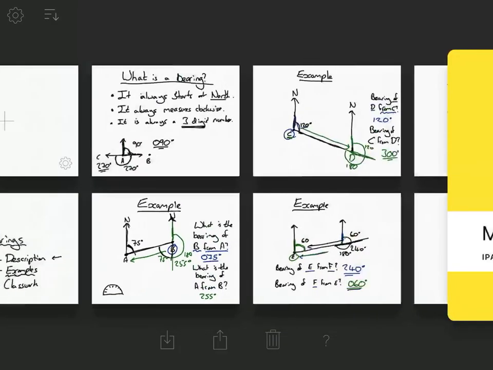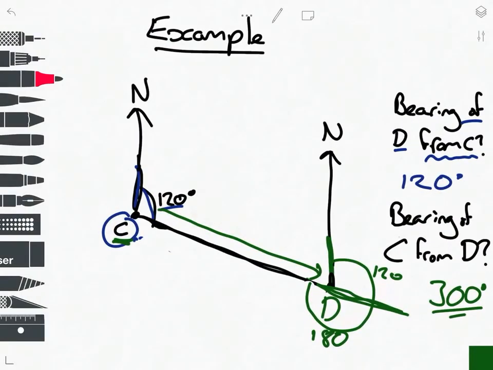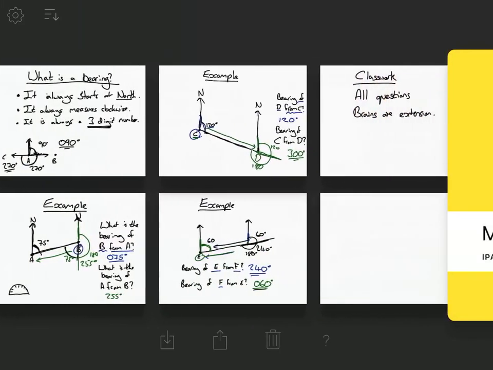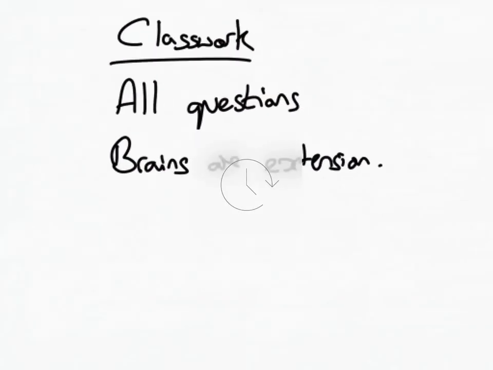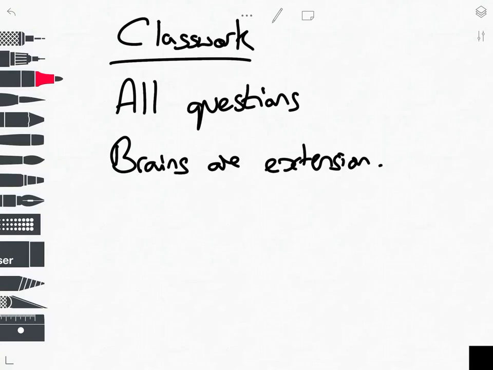You're either measuring, like in the first example, or doing parallel line rules in these examples, and you're just describing the direction things are in.